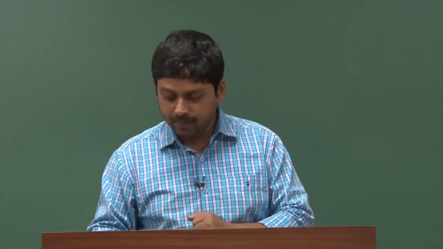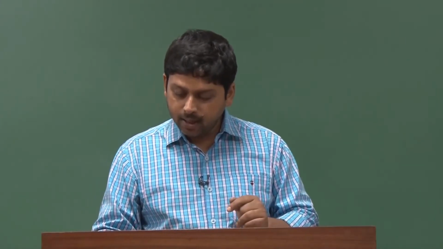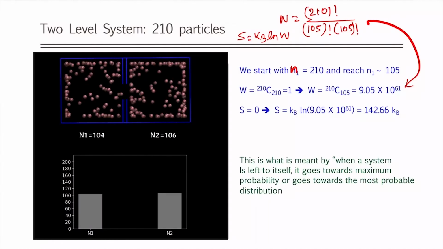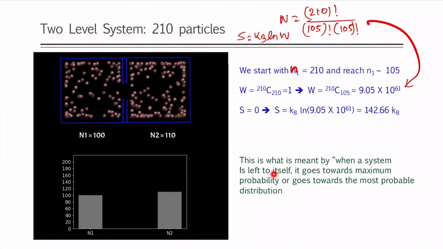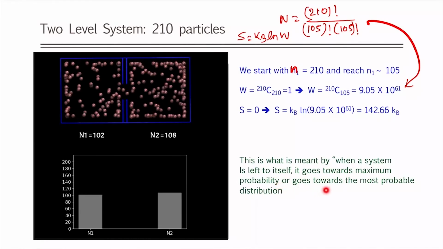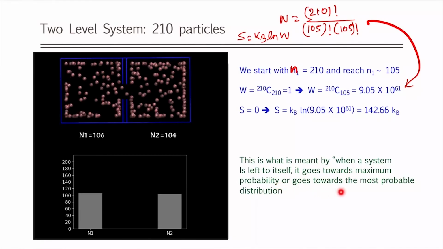So, therefore, as you can see, the number plays a very important role. So, I am talking about 2 particles and 210 particles. I have not gone to 10 to the power 23 particles. You imagine what will be the situation there. I will give you a glimpse of that in a moment. So, this is what is meant by when a system is left to itself, it goes towards maximum probability or goes towards the most probable distribution.